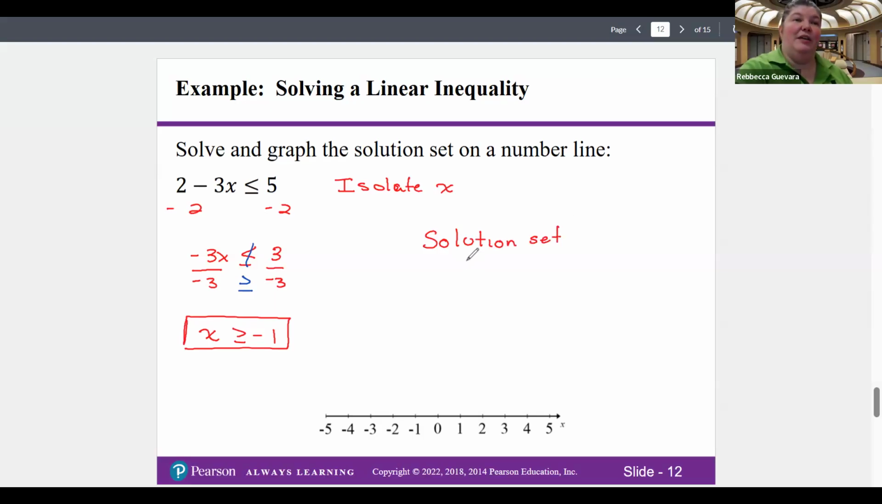So my solution set can be written in a couple of ways. Let's graph it first. We're including this -1, and then we want values that are greater than -1 for my x's. So the solution set would be -1 to infinity, or x such that x is greater than or equal to -1.